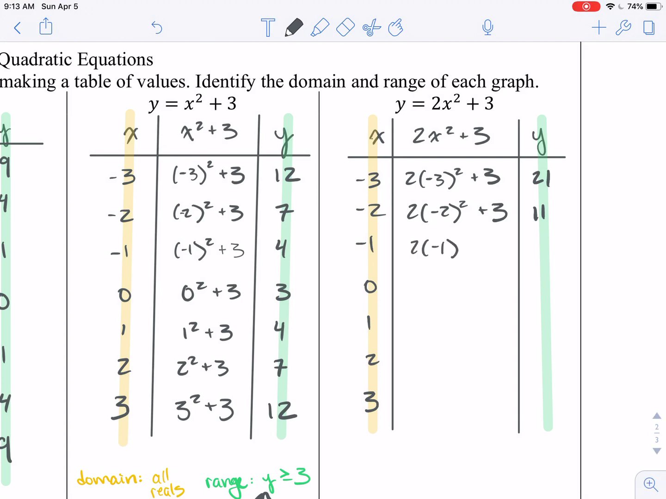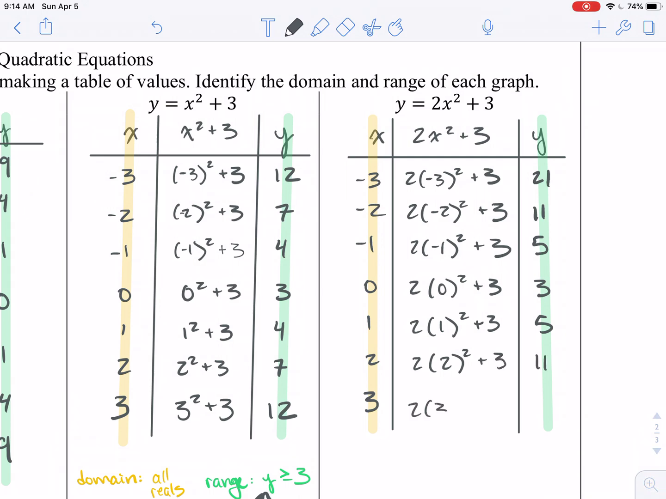2 times -1 squared plus 3 is 2 times 1 plus 3, which is 5. 2 times 0 squared plus 3 comes out to 3. 2 times 1 squared plus 3 is 5. 2 times 2 squared plus 3 is 11. And finally, 2 times 3 squared plus 3 is 21.